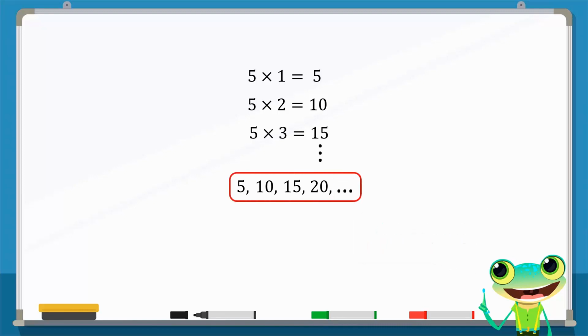Observe that the numbers 5, 10, 15, and so on are the products or answers to the multiplication table of 5. That is to say, multiples can be obtained from multiplication tables. Similarly, the multiples of 6 are 6, 12, 18, 24, 30, and the list goes on.